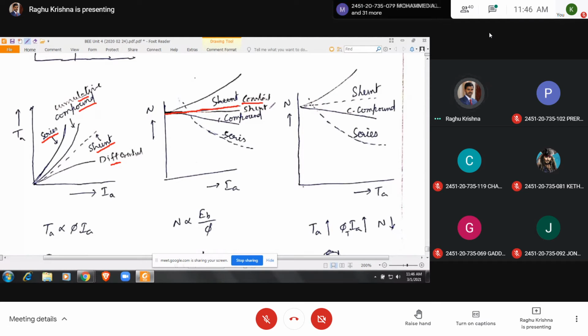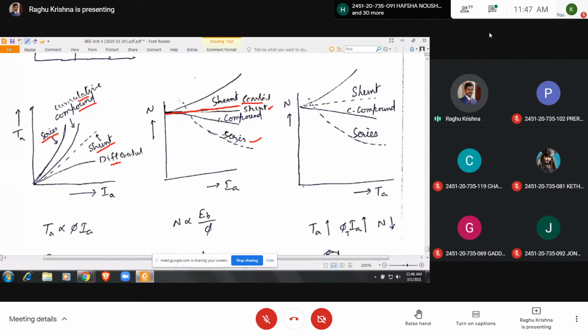So shunt motor, the speed reduces slightly with increase in the load. So it is treated as almost constant speed. Now coming to the series, so this is the series motor. The speed reduces with the increase in Ia, but torque increases. See here. The speed reduces with increase in Ia, you are going to get a hyperbola.